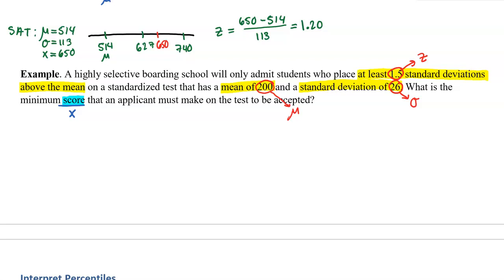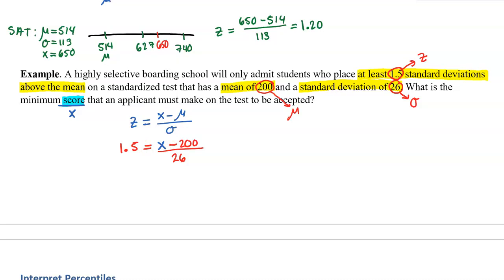And so the relationship that we have between all these four values is the z-score formula. z equals the value minus the mean over the standard deviation. So we can plug in the values that we have, in this case the z, the mean, the standard deviation, and solve for x. So if we plug in, we're going to have 1.5 for the z. X is the one we still don't know, minus the mean of 200 divided by the standard deviation of 26. So here we have an equation with one unknown, in this case the x score.